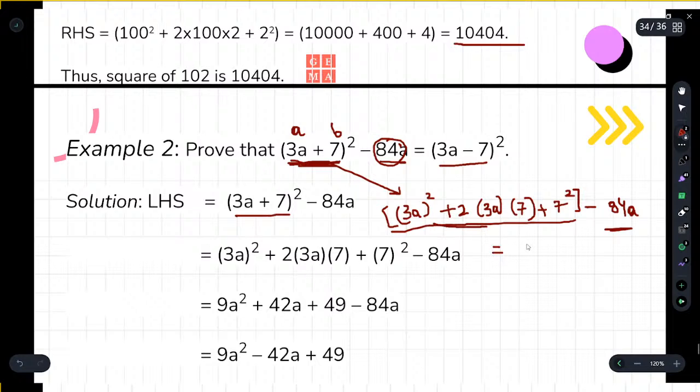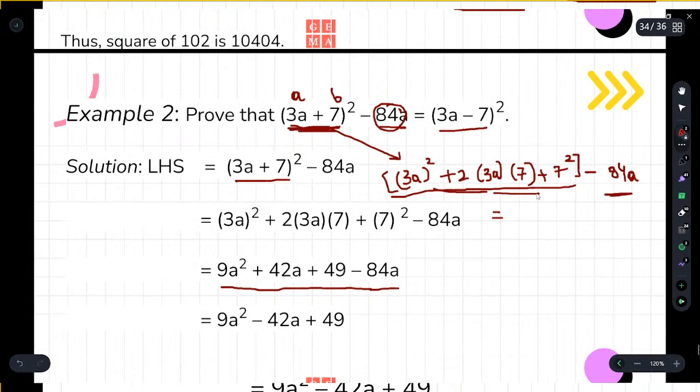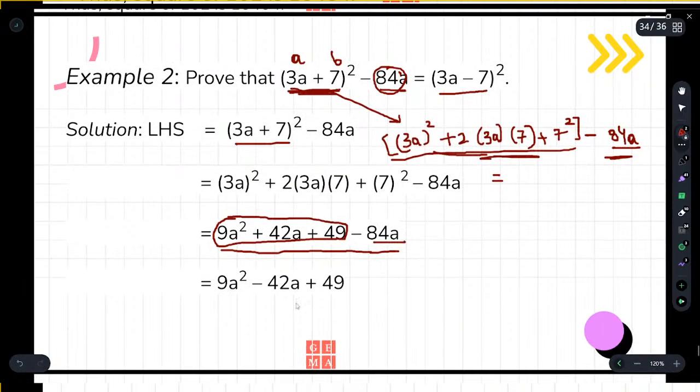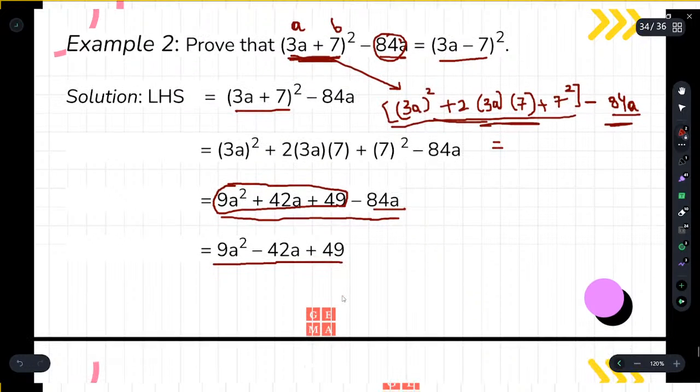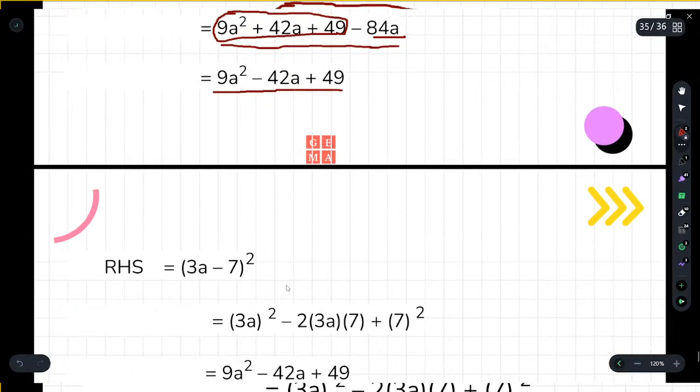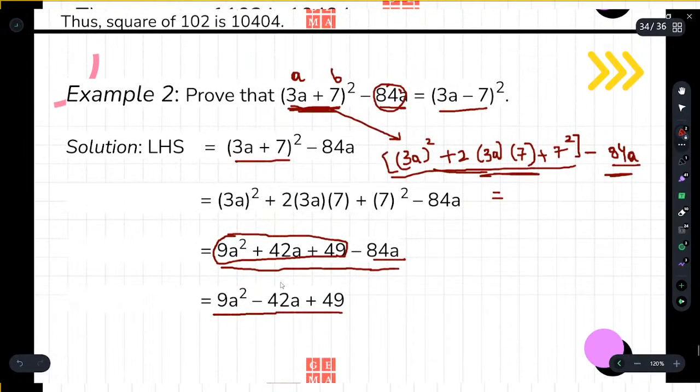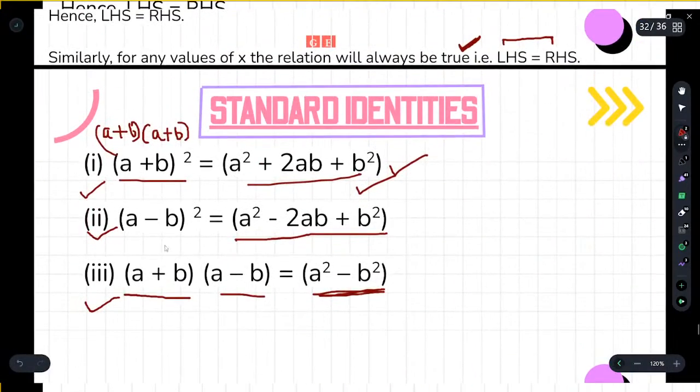So now what will it become? 9a square plus 42a plus 49 minus 84a. If I solve this, I will get 9a square minus 42a plus 49. Now my RHS is this, right? (3a minus 7) square. I can write this in the form of this identity.